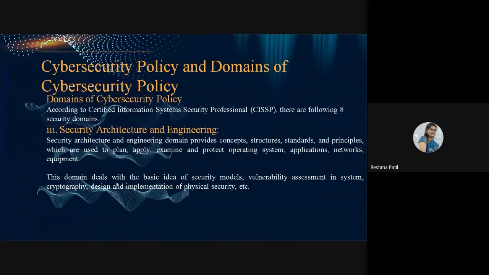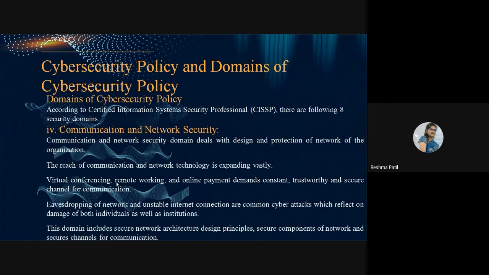So this domain will contain architecture or engineering part of your system. How we are going to protect our organization, how we are going to protect our system. Here communication and network security, how we are going to connect with the other organization. So there is a connection means we have to provide security to that part also, network part.